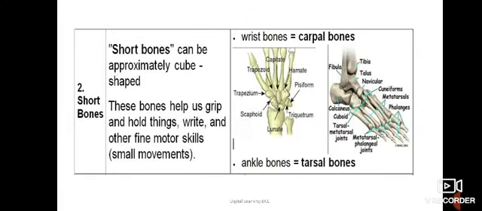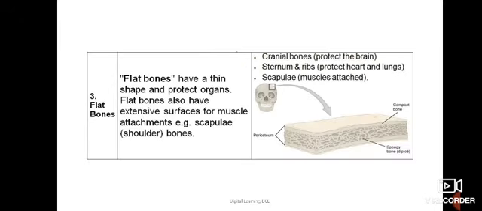The second type of bones are short bones. They can be approximately cube shaped. These bones help us to grip and hold things, and other fine motor skills can be performed with the help of these short bones. They exist at the wrist. These bones are called carpal bones. The short bones which occur at the toes or foot are called the tarsal bones or ankle bones.